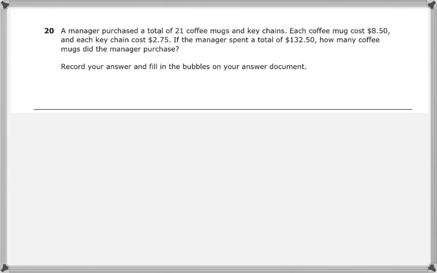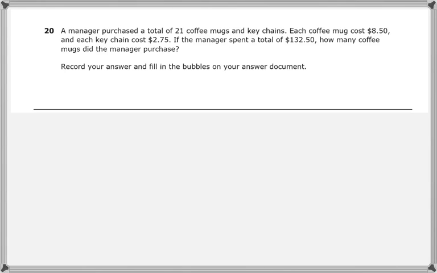A manager purchased a total of 21 coffee mugs and keychains. Each coffee mug costs $8.50 and each keychain costs $2.75. If the manager spent a total of $132.50, how many coffee mugs did the manager purchase?